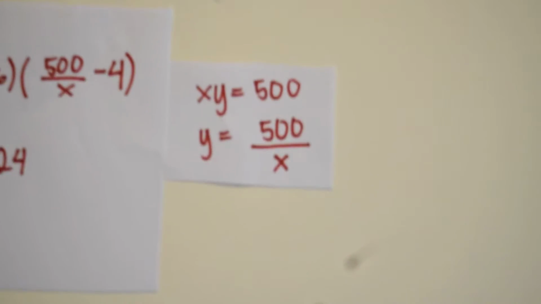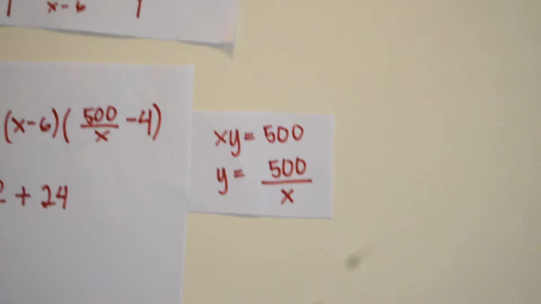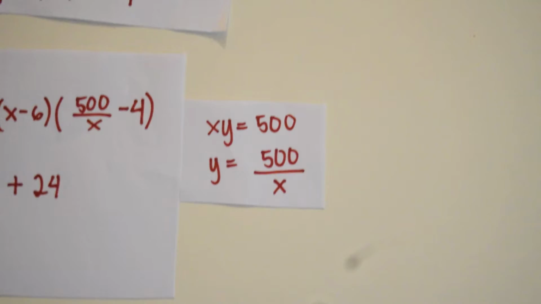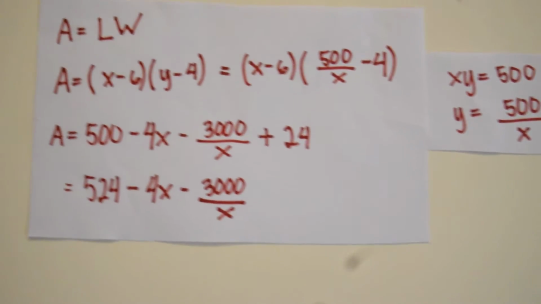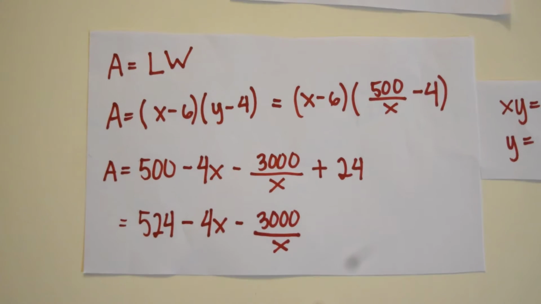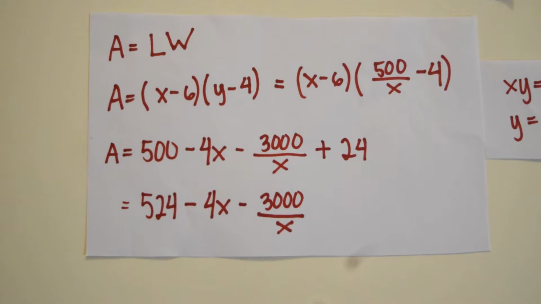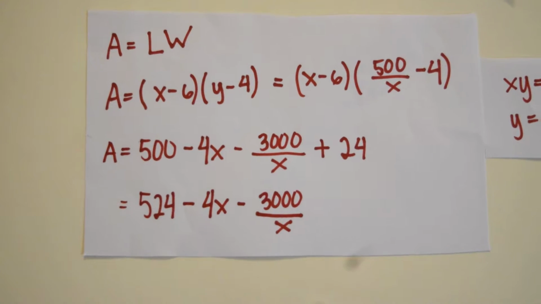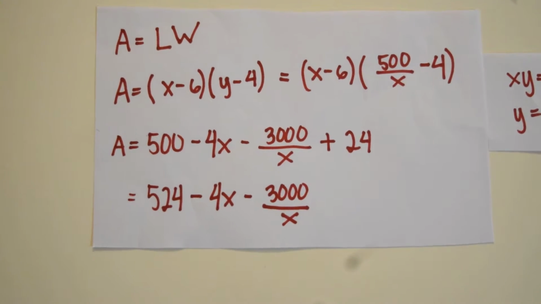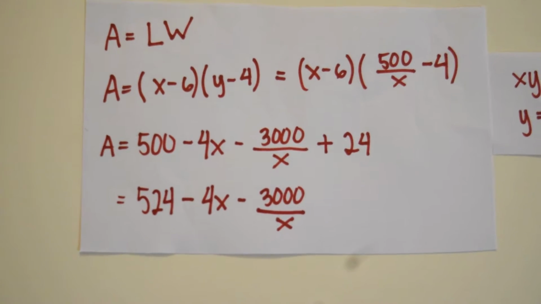But wait, our y can be gotten as 500 over x, since we divided x on both sides. And with that, we can use the FOIL method. And using the FOIL method, we get 524 minus 4x minus 3000 over x. And once we got that, we get our first derivative.